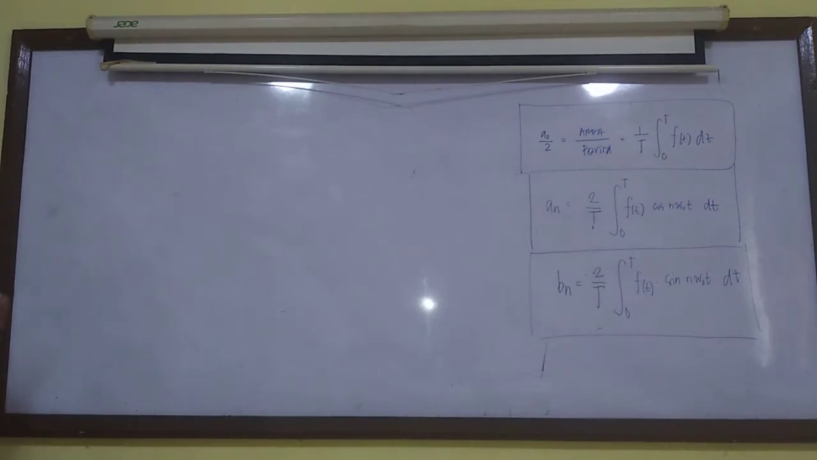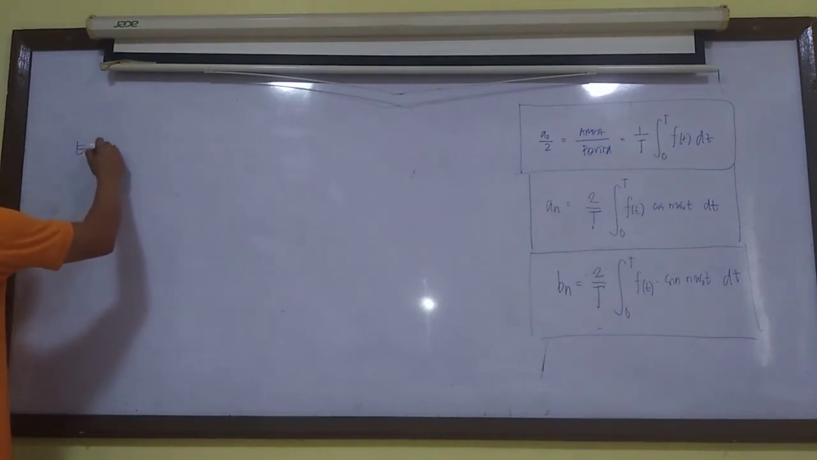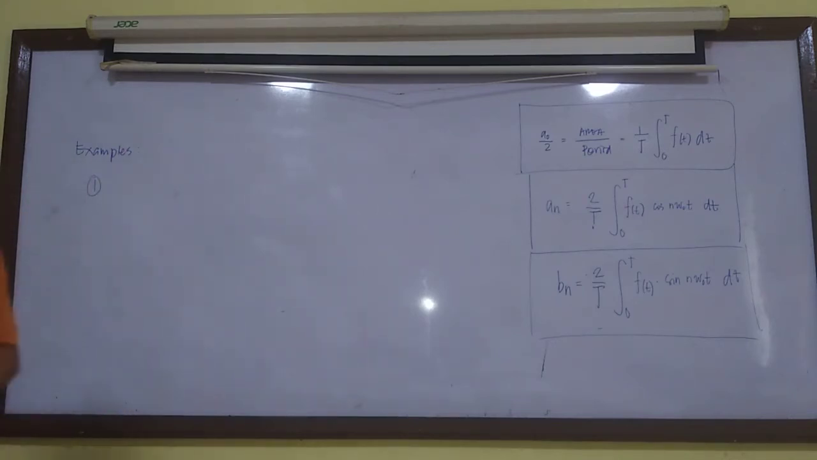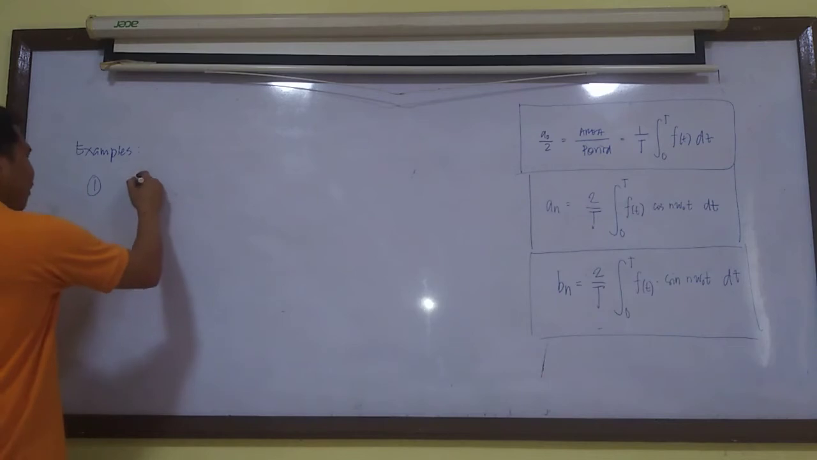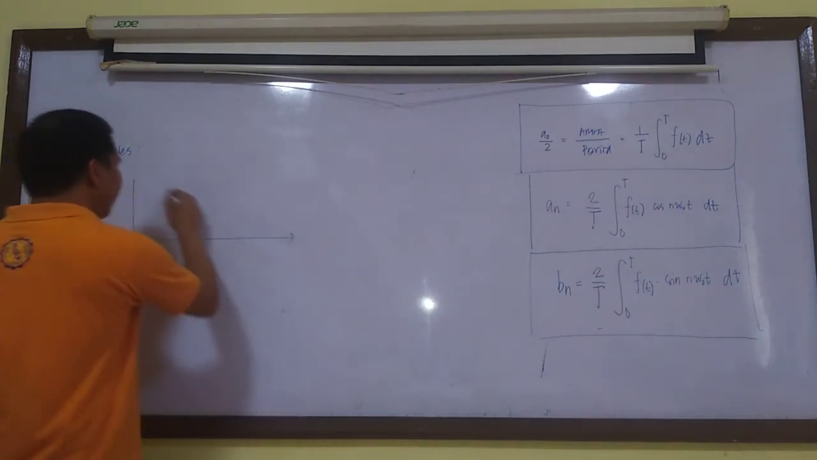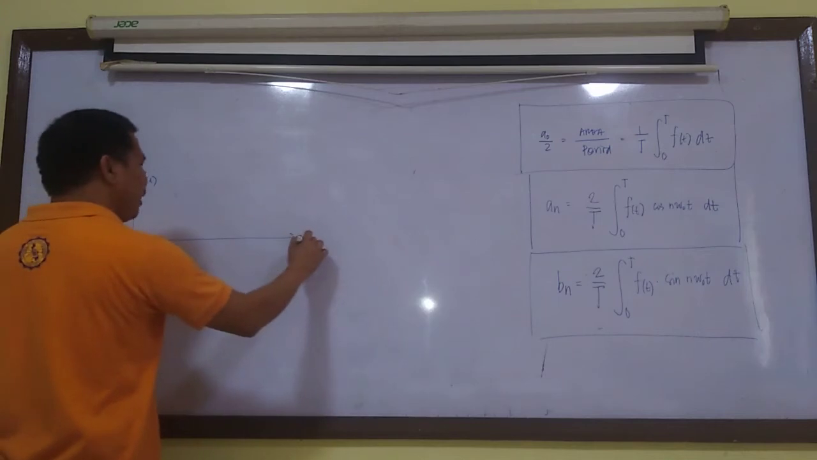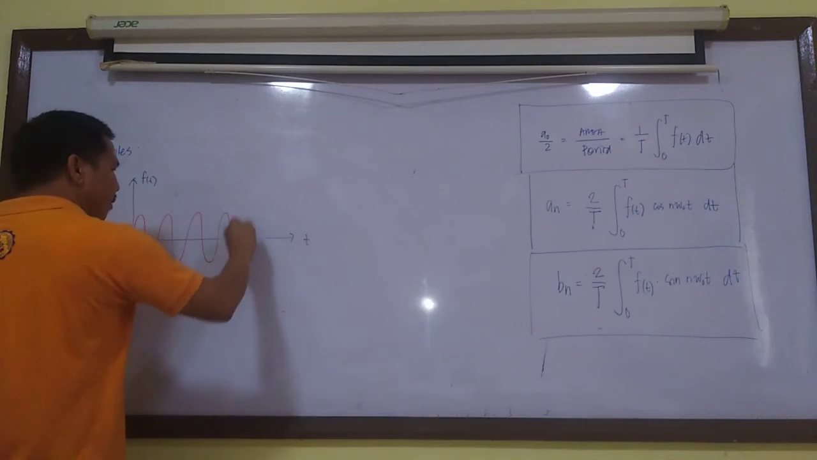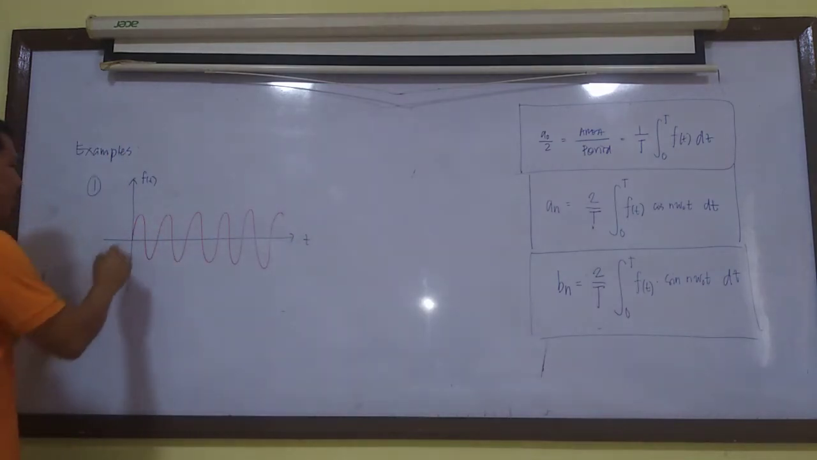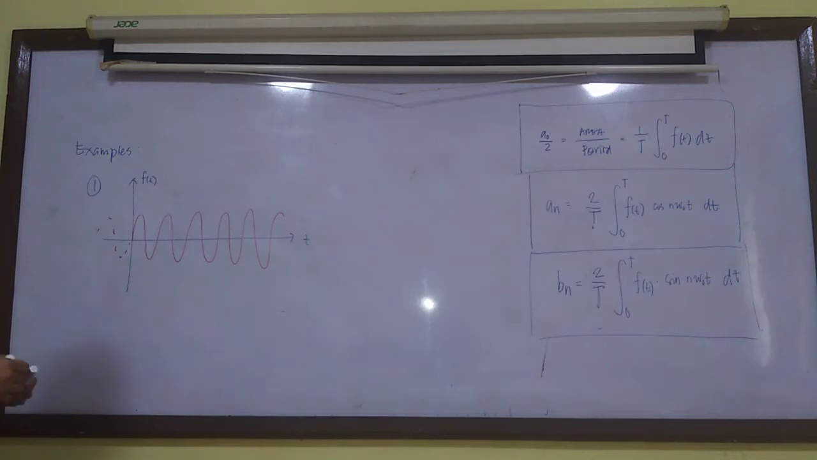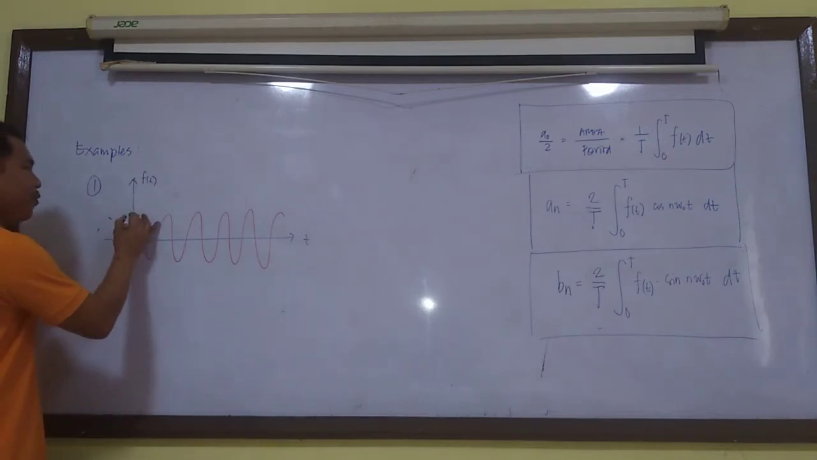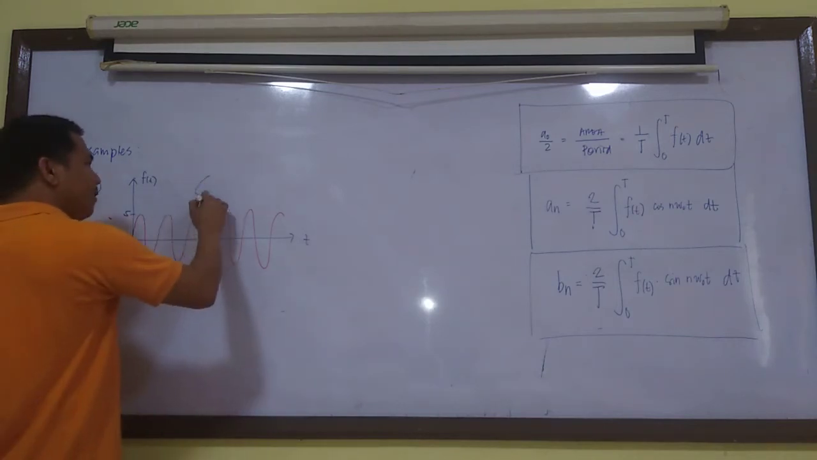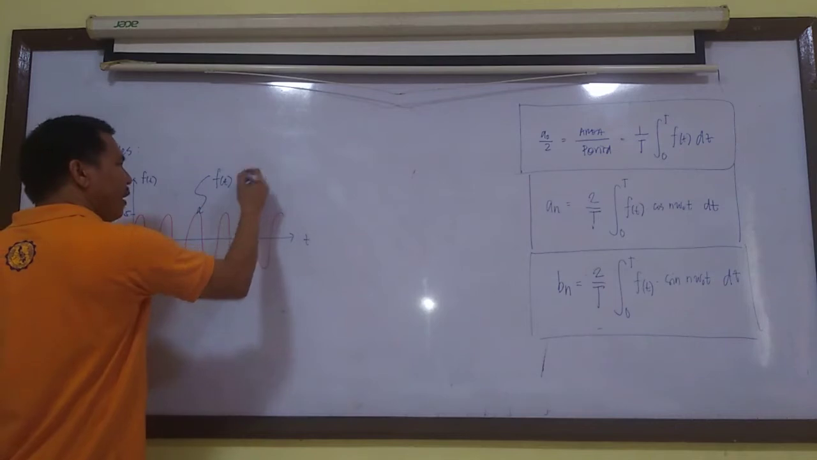Like for example, here are some examples. Assuming I have here my function of t, and this is your t, and this will be your waveform. This is a pure sinusoidal wave, so I will not be drawing it anymore. It is a pure sinusoidal wave with an amplitude of 5. I will label this function of t equals 5.